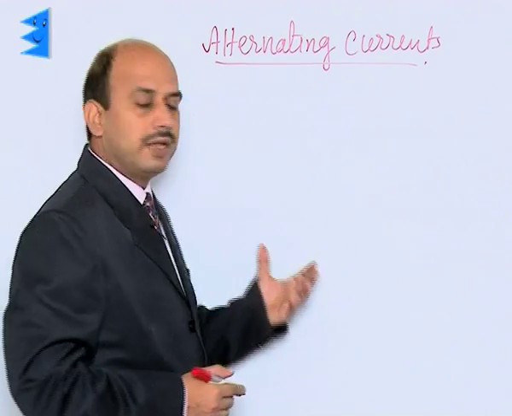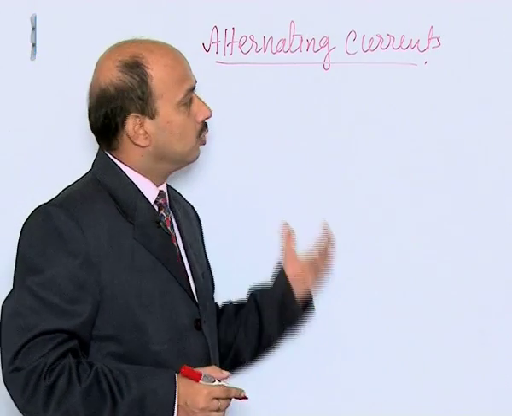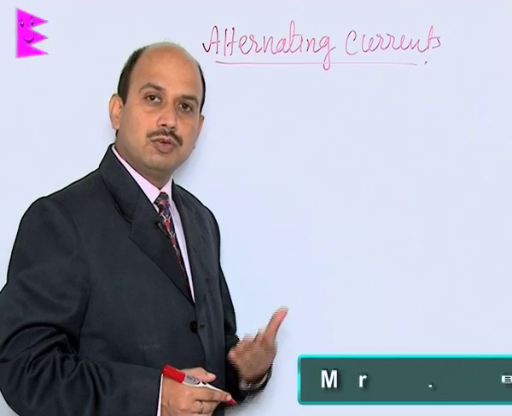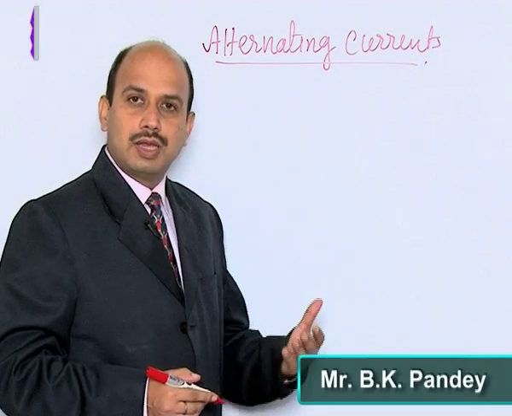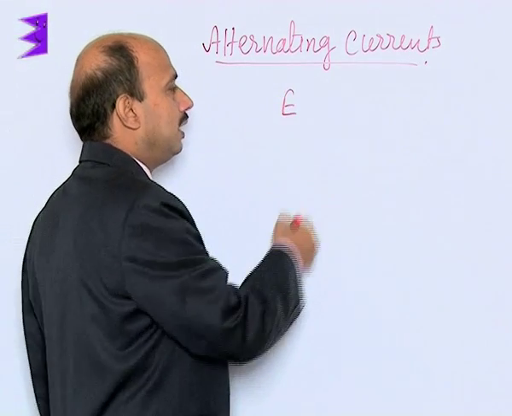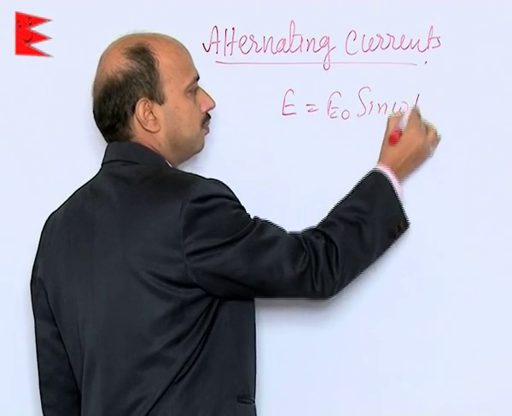Now see here, alternating currents. We have done the AC generator in electromagnetic induction, and we have done the equation for induced EMF in the AC generator and also electric current. So the EMF induced, that is the alternating EMF, is equal to E naught sin omega t.